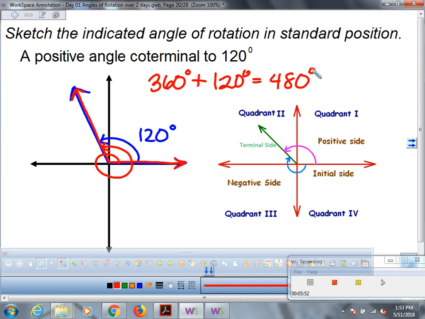Yeah, but it says positive. It has to be positive. It can't be a negative. Yes, Blake. Yep. We're going to do negative next.